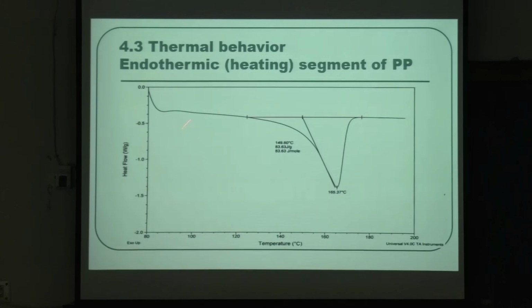Temperature, endothermic heating. What is endothermic heating? You have to keep putting heat into it, and the heat flow keeps increasing, and when it reaches the melting point, the heat flow starts coming down. So this is the melting point. They take the slope like that, and this is the area, about 150 degrees C, where it starts becoming very soft and flowable, and it becomes the melting point. So this is the thermal behavior.